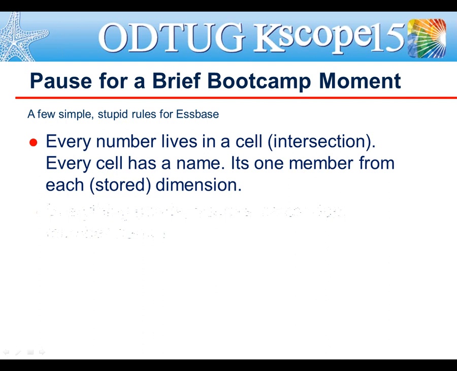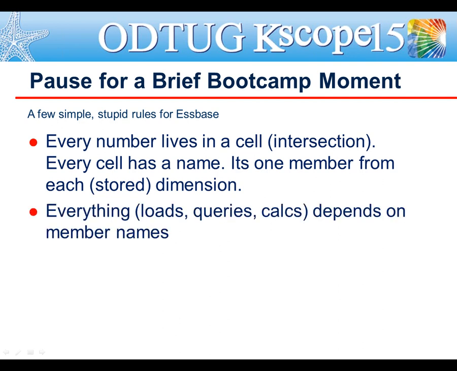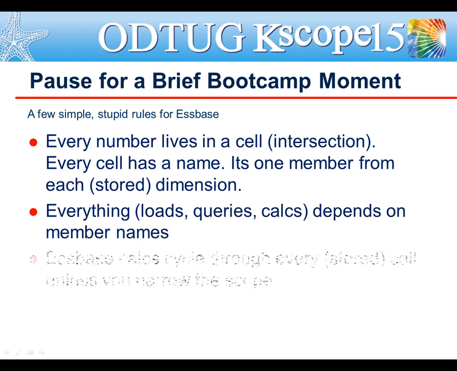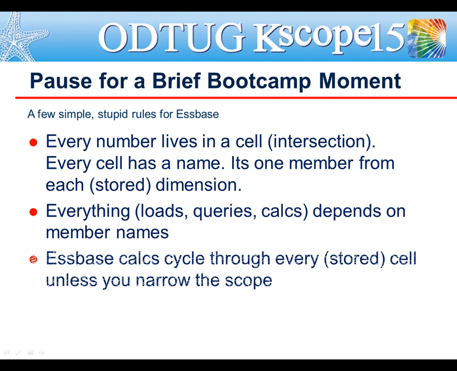So in Sample Basic, a number or an intersection doesn't have one part to its name. There are 5 dimensions, so it's got 5 parts to its name. One member name from each stored dimension. Everything we do in Essbase, we do based on intersection names. When we load data, we give it, in the case of Sample Basic, 5 member names, one from each dimension, and that will tell Essbase where to load the data to. When we do queries, when we retrieve data, for example, in the Smart View, same thing. When we do calculations, same thing.